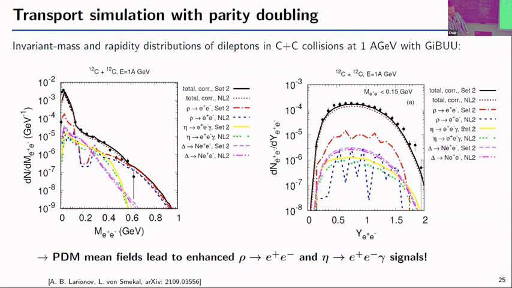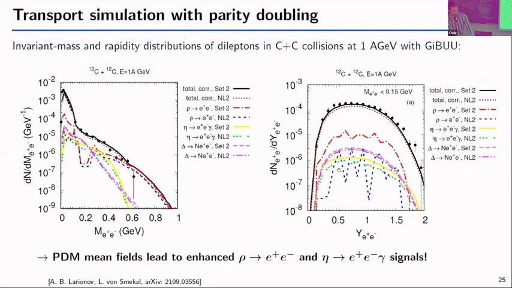And you also see this increase in the etas if you look very closely. If you compare the yellow line here with the green line, even there you see some enhancement. So there is really some possibility that this could be observed experimentally.